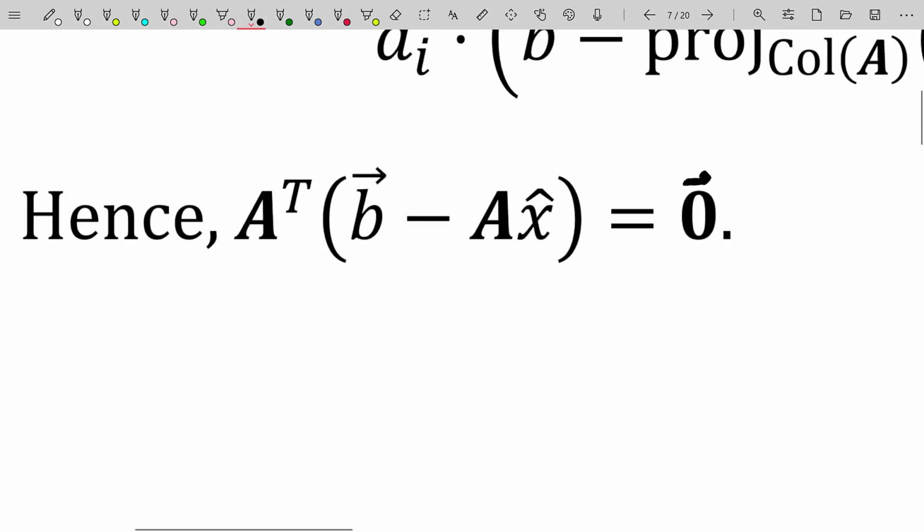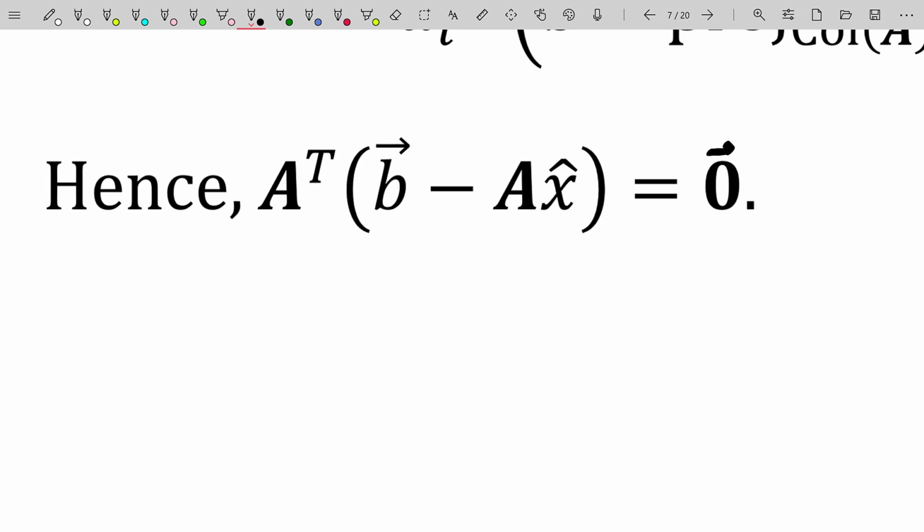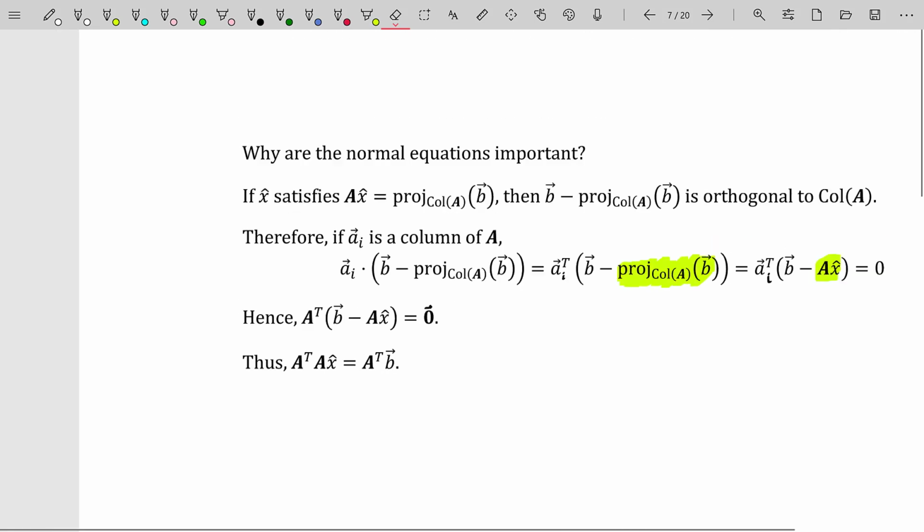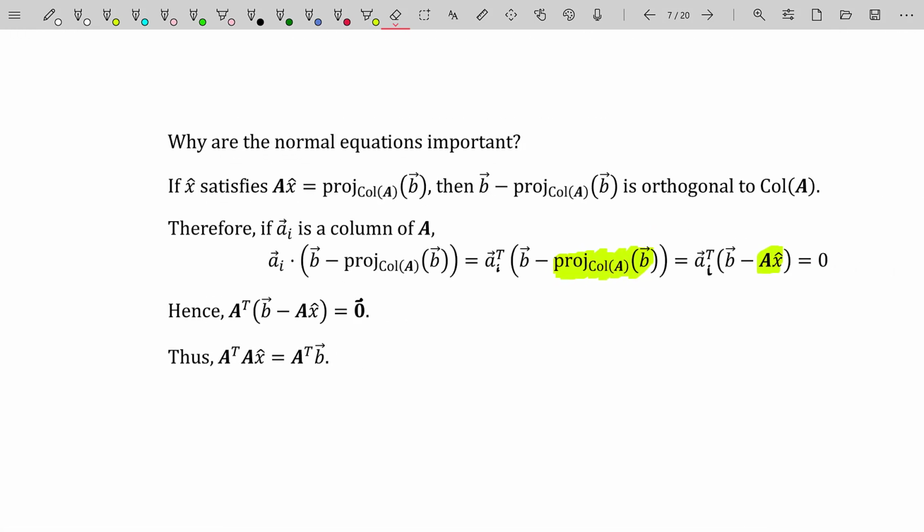Well, what does that mean? If you distribute through, you get A transpose B minus A transpose A x hat is equal to 0, and you move the A transpose A x hat to the other side, you would get the following: that A transpose A x hat is equal to A transpose B. Now, what the heck does that mean? I mean, didn't we already know that if AX equals B, then A transpose times A times X should equal A transpose B? Well, yeah, we know that.